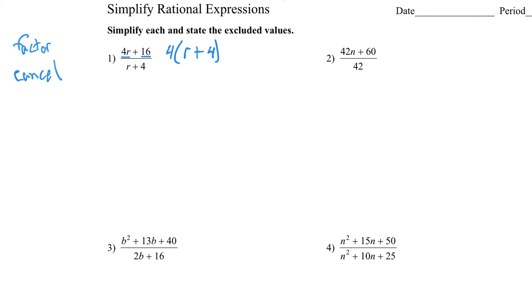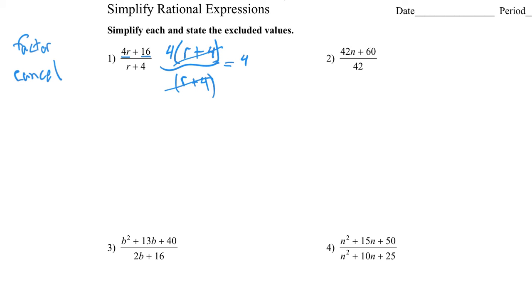So the 4 is the common factor. We pull it out, and then the remaining factor is what's left. Then on the bottom, you have an r plus 4. They happen to match, right? The r plus 4 over r plus 4, they're common factors, so they cancel. And then your answer is just whatever is left over.